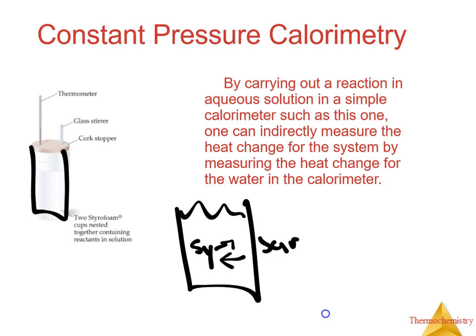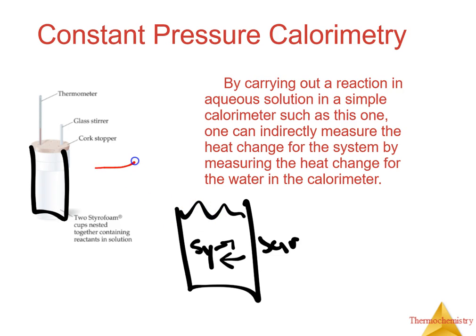Yes, solution. All right. Now, by carrying out a reaction in aqueous solution in a simple calorimeter, such as the one to the left, one can indirectly measure the heat change for the system by measuring the heat change for the water in the calorimeter. Please recall that the heat the system loses is absorbed by the surroundings and vice versa, correct? So I can measure one or the other and they will be the same, just whether it was gained or lost would be different. Are you all right with that?